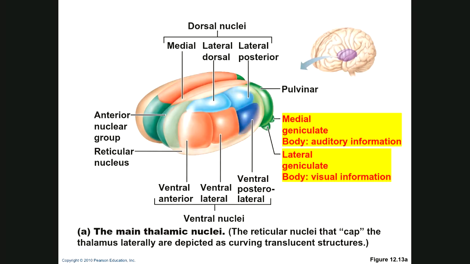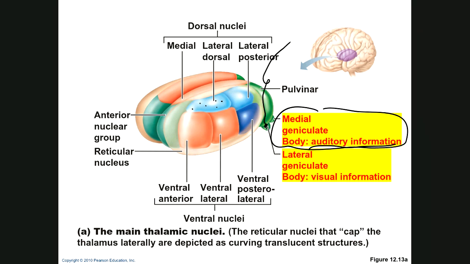In this picture right here, they're giving you the depiction of the different nuclei, or clusters of bodies of neurons, within the thalamus, each with a different function. The only one to worry about is the medial geniculate nucleus, which is in charge of receiving auditory information and then relaying the auditory information from here to the auditory cortex in the cerebrum.